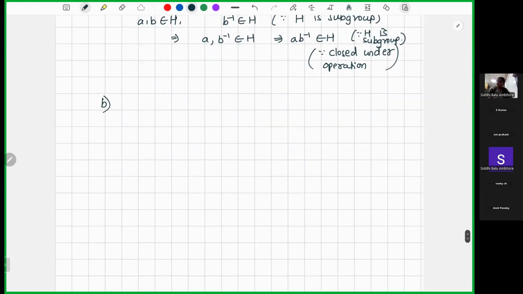Now the B part. The B part they are asking is, if the order of H is the order of G minus 1, then H is a subgroup of G. And when they are writing this statement, they are only considering it as a subset of G. So we can work with any subset of G which we want. So any guess whether this statement is true or not?